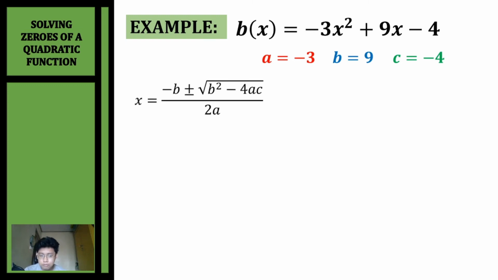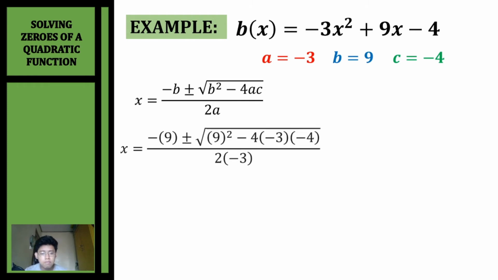So our formula is x is equal to negative b plus minus the square root of b squared minus 4ac all over 2a. Substituting the values of a, b, and c, we will have x is equal to negative 9 plus minus the square root of 9 squared minus 4 times negative 3 times negative 4 all over 2 times negative 3. Now, let's simplify. We will have x is equal to negative 9 plus minus the square root of 33 all over negative 6.